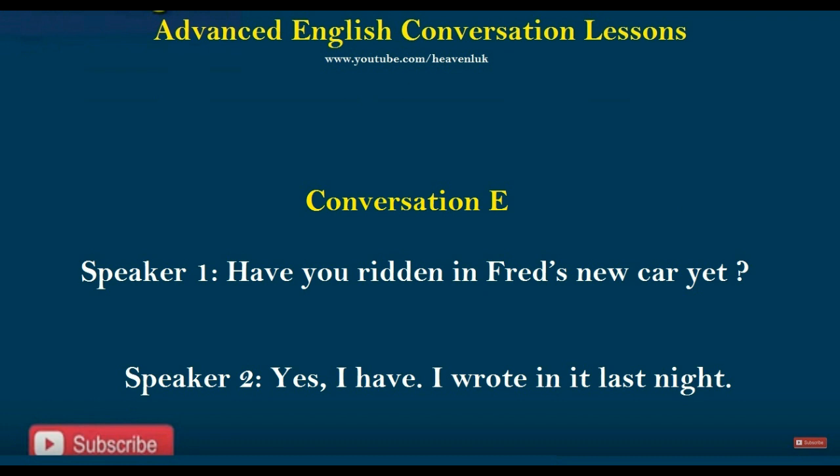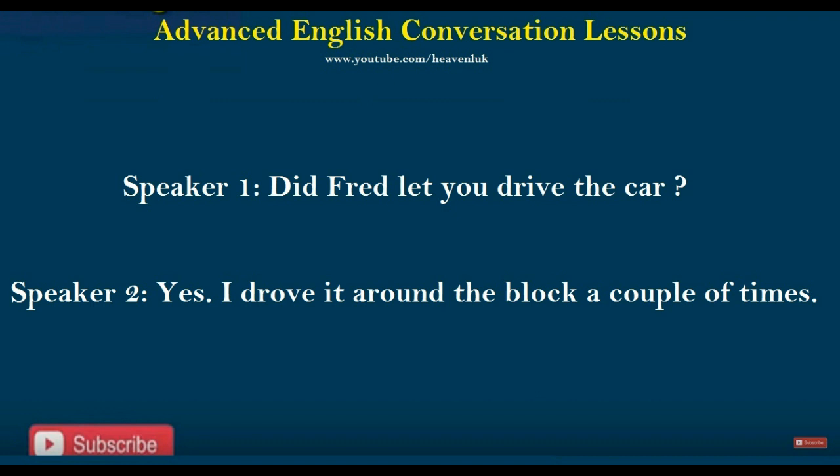Conversation E. Speaker 1. Have you ridden in Fred's new car yet? Speaker 2. Yes, I have. I rode in it last night. Speaker 1. Did Fred let you drive the car? Speaker 2. Yes, I drove it around the block a couple of times.